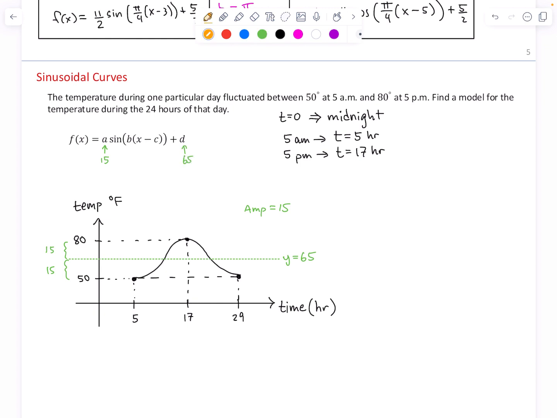Now let's focus on the period. The period is from 5 a.m. of one day to 5 a.m. of the next day. So our period is 24 hours. This will help us find the value for B, knowing that 24, which is the period, has to be equal to 2 pi divided by B. Multiply by B, divide by 24, and then simplify 2 over 24, so we get pi twelfths is the value for B. Now let's go to technology.